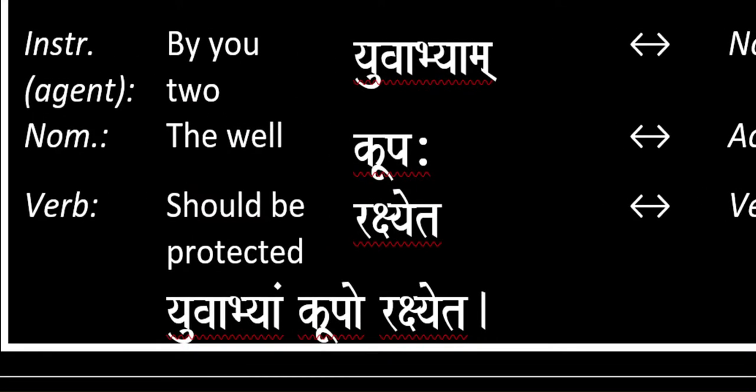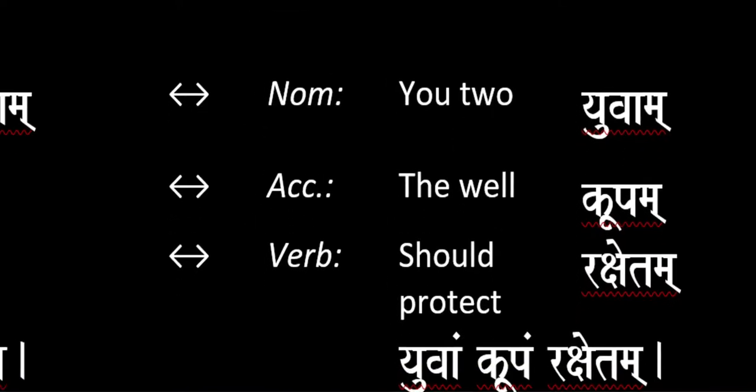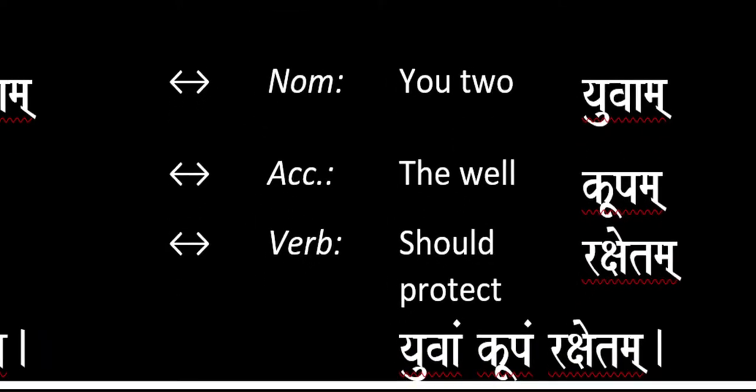Now the well, nominative, the well should be protected. The well appears to be the subject of the sentence. That's why it is in kupaha. But it is the object. You two should protect the well in the active voice. It's the object in an active voice type sentence. And that's why it changes from nominative to accusative.